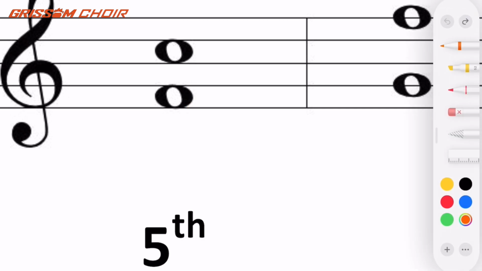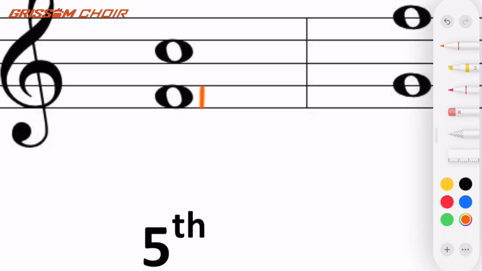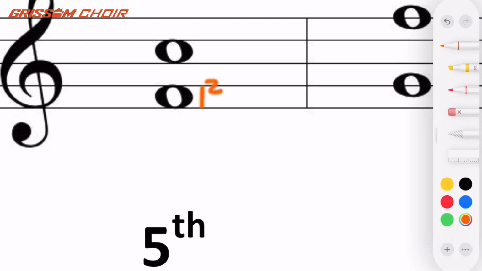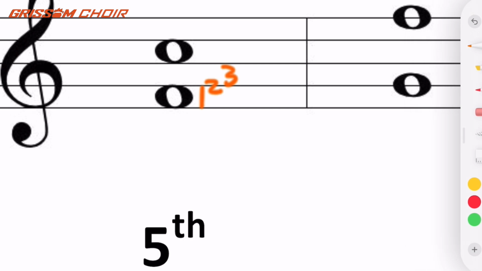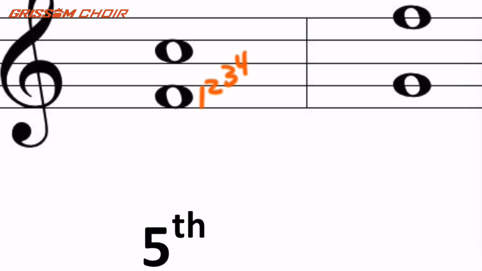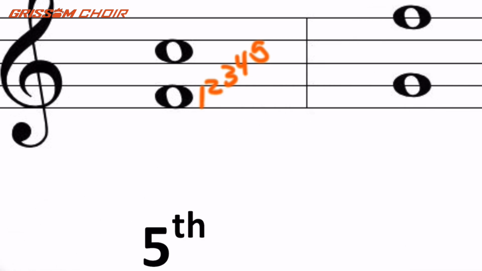Oh, that is way too big. Let's make that a little bit smaller. We count this first note as one. This first space is one. The line right above that would be two, followed by the next space being three, the next line being four, and then this next space being five. I accidentally said space on four. That's actually a line on four. So that would be the interval of a fifth because there are five lines and spaces.